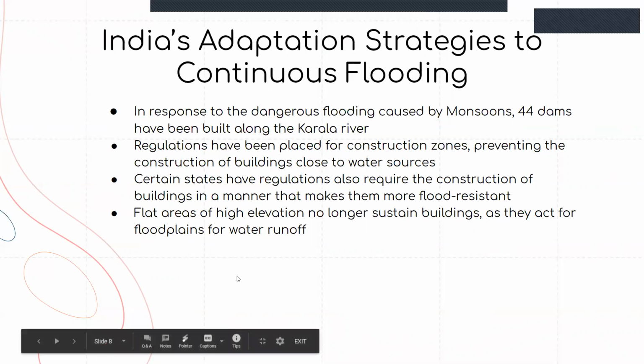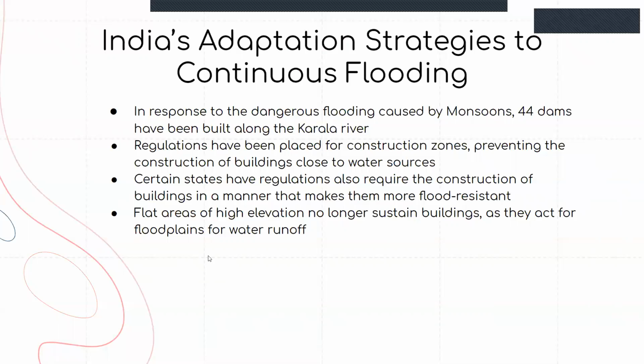And naturally, with all these regulations on hand, flat areas of high elevation no longer sustain buildings as they act as floodplains for water runoff. So gravity is pretty much doing its trick there. When water is dumped on high land, it moves to low land, and sometimes if it's in enough quantity, it will take out anything in its place. So it's evident here that India is taking a couple steps to do what they can to attempt to mitigate water and try and combat flooding.